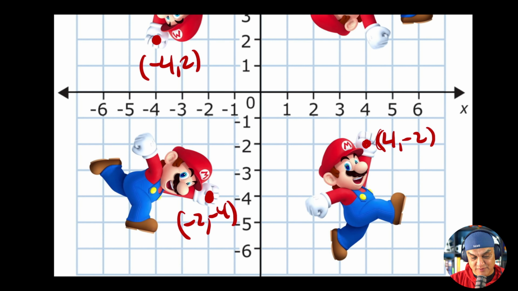Okay, so we're getting a little somewhere. We're getting closer. So every time we rotate 90 degrees, they flip places, and one of them switches signs.